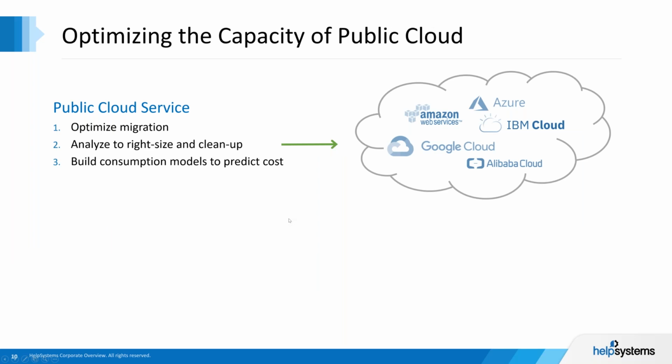So what does this mean? Optimizing the capacity of a public cloud is really about three different things. You need to optimize the migration over to the cloud. You need to analyze, right-size and clean up, activities that should be ever ongoing. And then you need to build some sort of consumption models to predict cost for your services, because otherwise you will not get this predictability that we talked about.